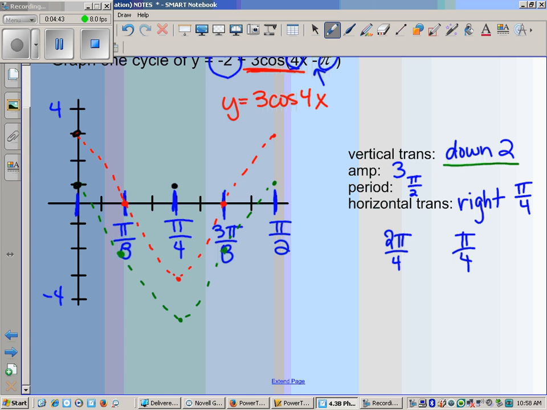Then I'm going to take my next dot, and I'm going to move it over 2 blue units. That's 1, 2 to the right. I'm shifting everything over right pi over 4 units. So now I'm going to take this one and I want to go over 2 blue units to the right. 1, 2. I want to take this dot and shift it over 2 blue units to the right. That's 1 and about 2.